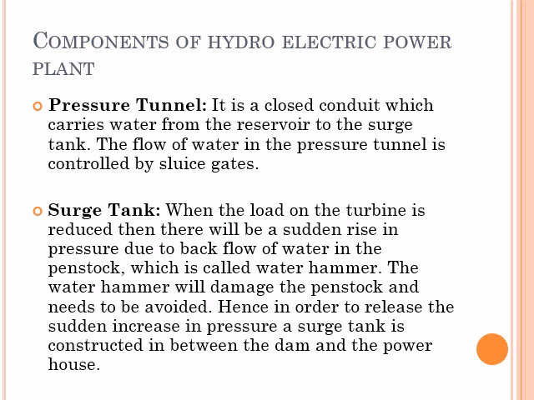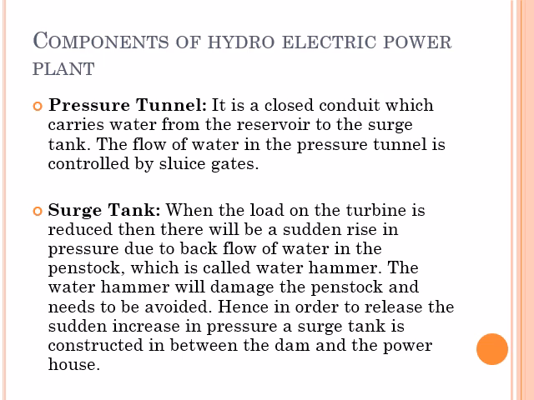Next is the pressure tunnel. It is a closed conduit which carries water from the reservoir to the surge tank. The flow of water in the pressure tunnel is controlled by the sluice gate. Then the surge tank. When the load on the turbine is reduced, there will be a sudden rise in pressure due to backflow of the water in the penstock, which is called the water hammer. The water hammer will damage the penstock and needs to be avoided.